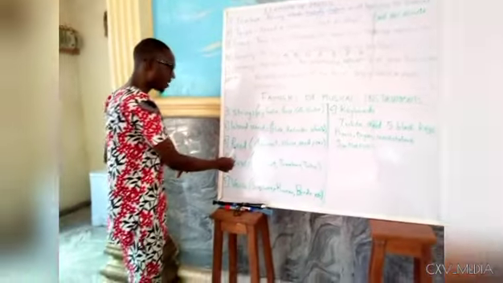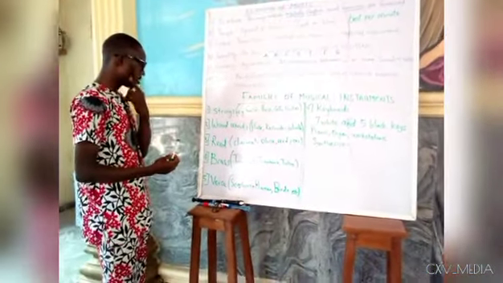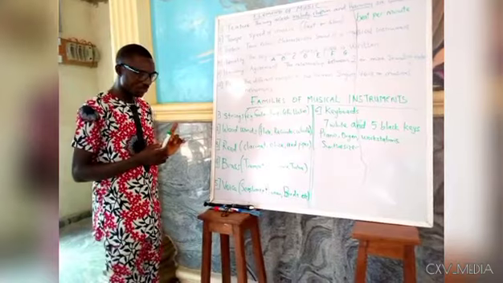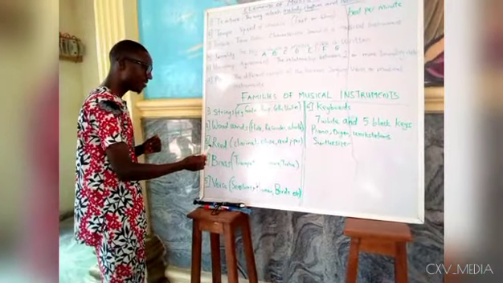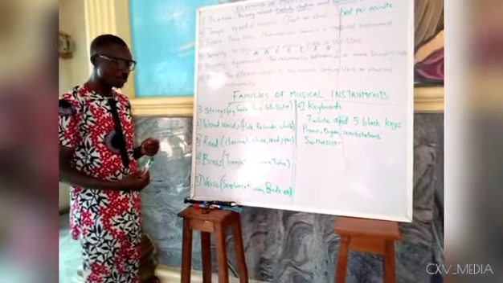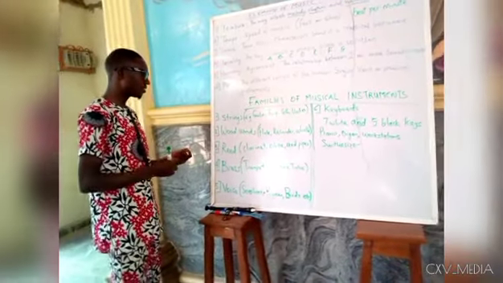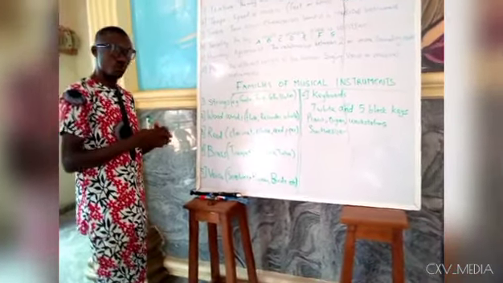Number three, we have the reed. No reed, no saxophone. No reed, no clarinet. No reed, no reed pipes. Reed instruments also belong to aerophones.